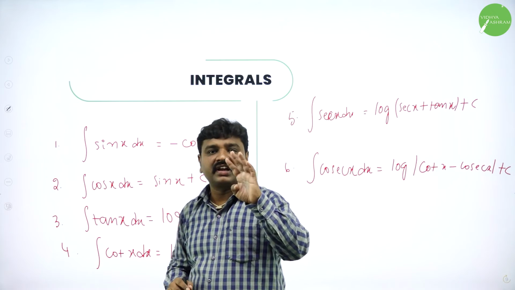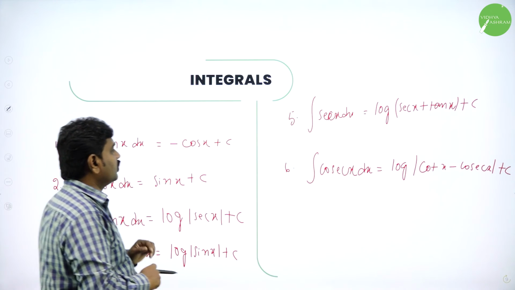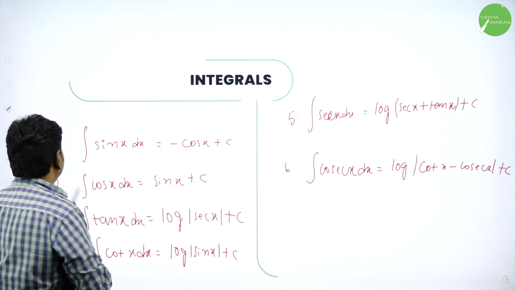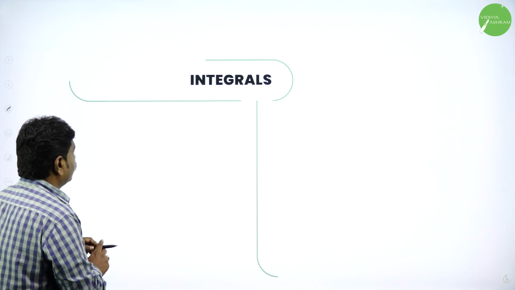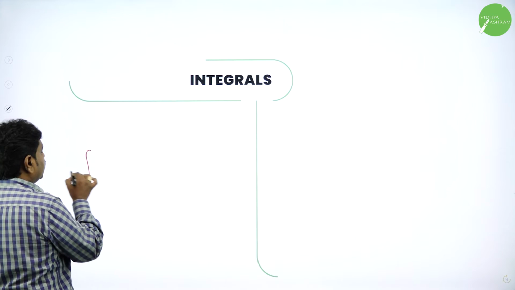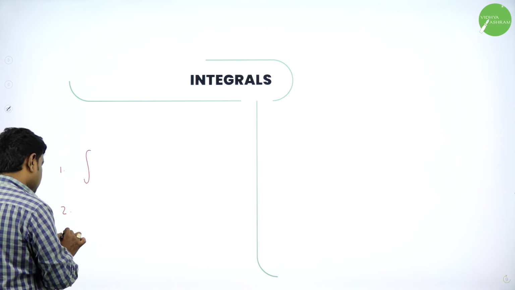And then we have 4 antiderivatives. Along with this we have, so these are the 6 trigonometric functions. Now I will go for what? 4 antiderivatives. Very important. Integration, 4 standard functions in trigonometry.